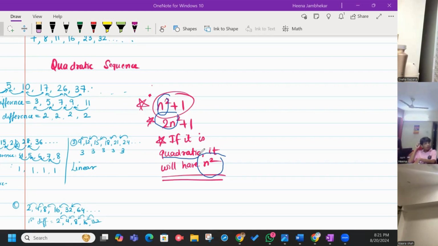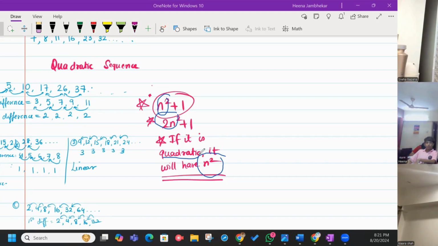Now, it is quadratic. Quadratic meaning we have to go for the second difference, because I told you n square, matlab power of 2. So for quadratic, what do we see? The second difference as well. Chalo, do the second difference. 2, then 2, then 2, and then 2. Are we understanding this? Since it has 2, 2, 2, 2, then therefore it is which sequence? A quadratic sequence.